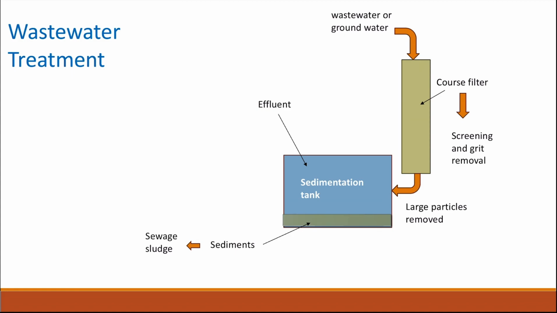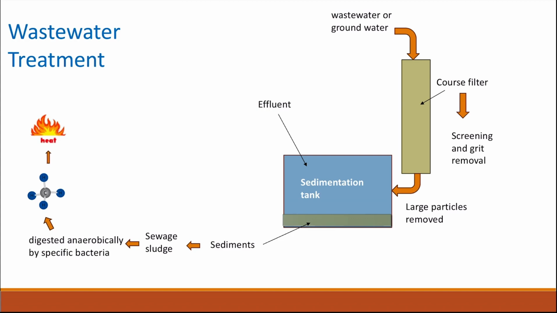So the sediment forms what we call the sewage sludge, and this will be digested anaerobically by specific bacteria. These bacteria will digest the organic waste within the sewage sludge and will produce methane gas. The methane gas can then be used as a source of energy. The remains after treatment with anaerobic bacteria can then be used as fertilizers.